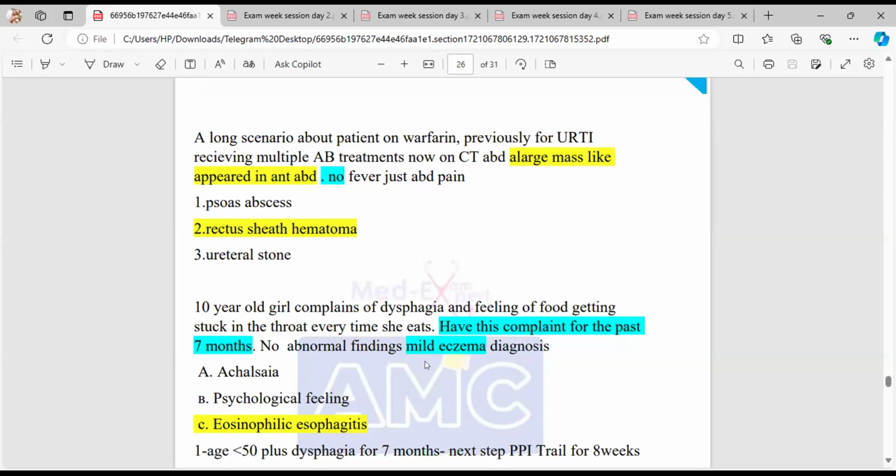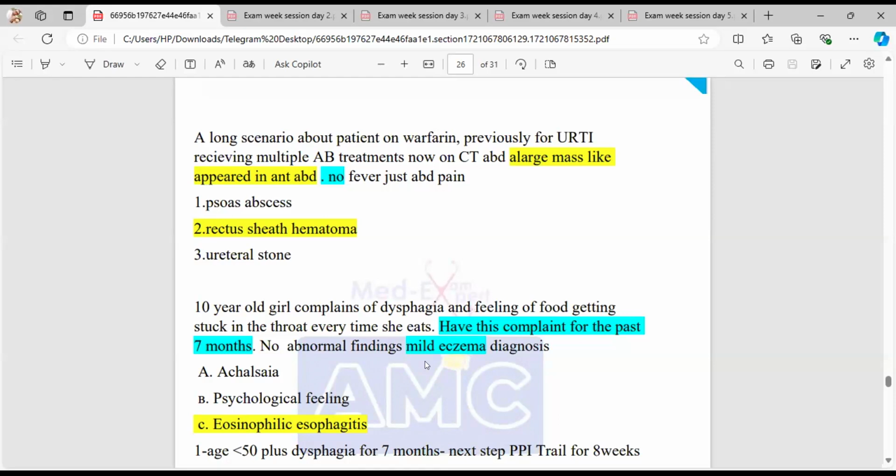So please, doctors, read your CT scan clearly. It is not the case that if there is a warfarin history, I mark rectal sheath hematoma. Why do you mark rectal sheath hematoma? Because there is a warfarin history. No. It is not compulsory that with every warfarin history the hematoma comes on the anterior abdominal wall. Maybe this bleeding, because hematoma is bleeding, can happen somewhere else. So just read all the CT scans related to these topics and mark the answer according to the CT scan.